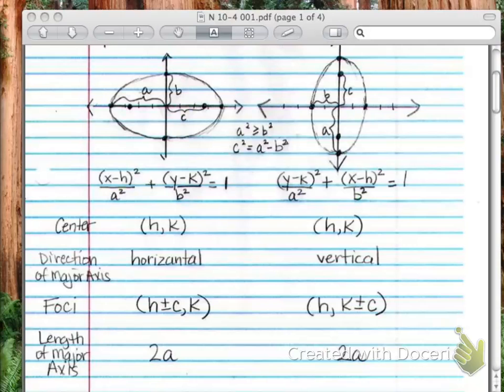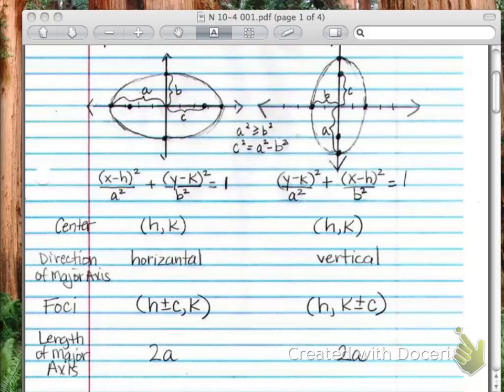In order to find the length of your major axis, you would do 2 times A, because this is A and this is A, so 2 times A is logical. B, on the other hand, is the distance from the outside point on your ellipse to the center off of your minor axis. Okay? And again, B is vertical here, but horizontal there.